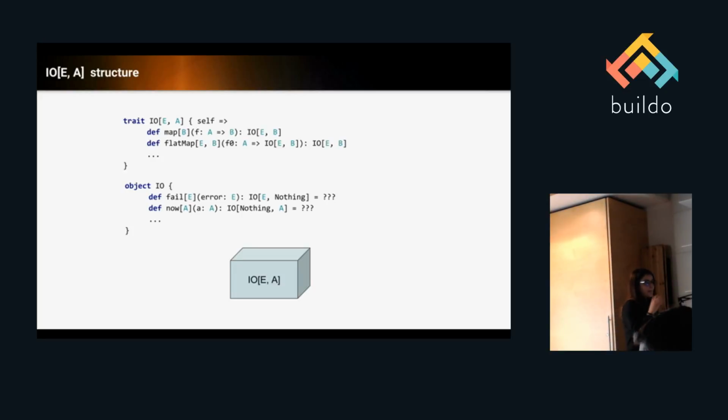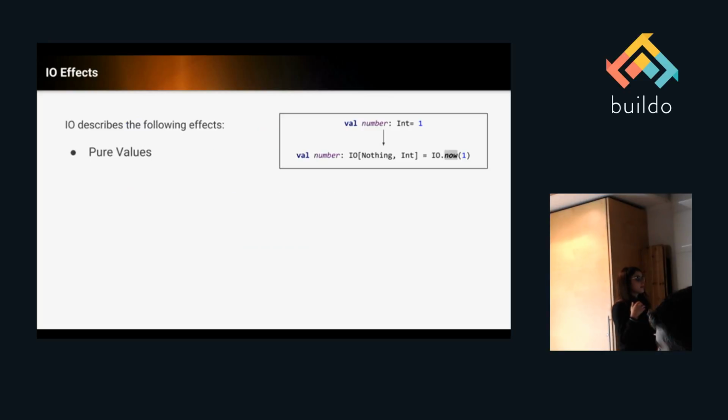it has map and flatMap to be able to use for syntax, and in order to create a value of type IO, you can check the companion object IO, where every function will describe a different type of effectful program. And for example, in order to describe a pure value, you can use IO.now, and also there is IO.point, which will never fail.